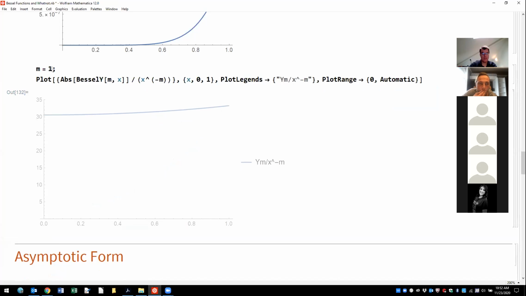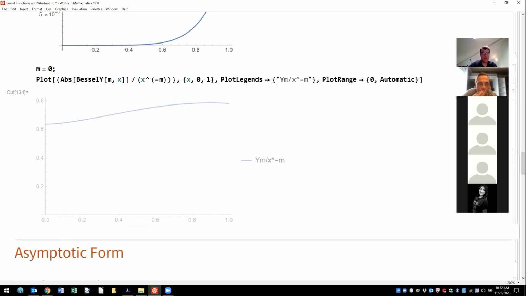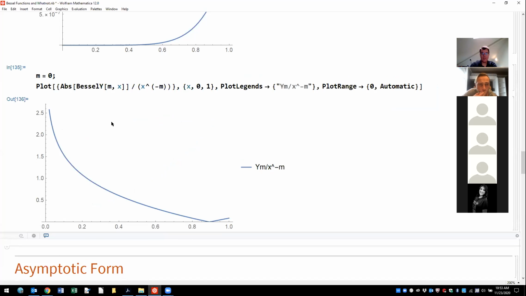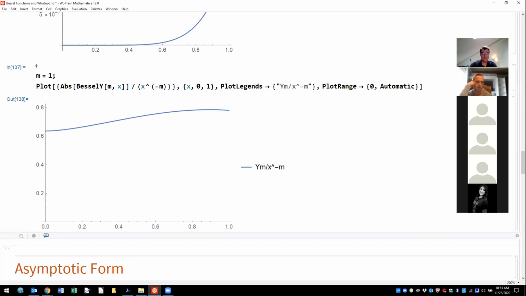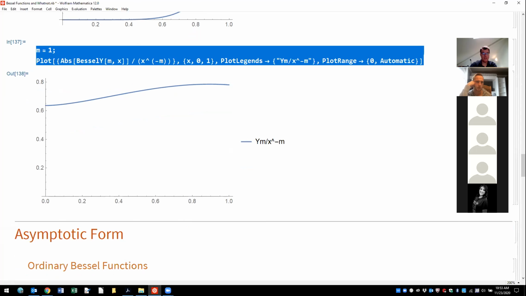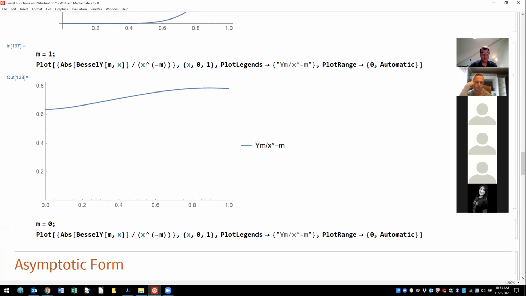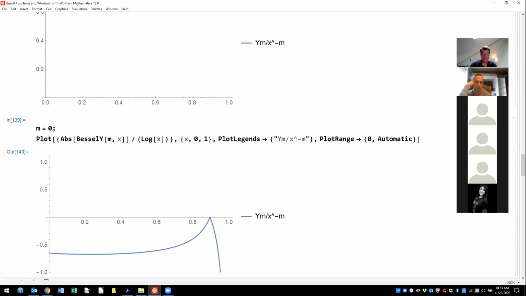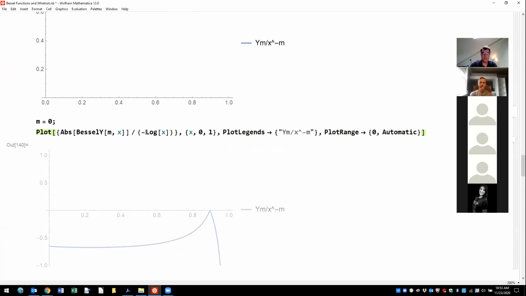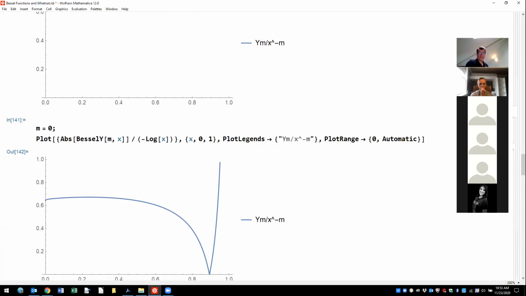All right. Whatever the value of m might be, y sub m, except for 0. This is so different that it's worth putting it on a separate line. For m equals 0, it turns out to blow up as a logarithm. Let's just put that fact in your catalog for now.